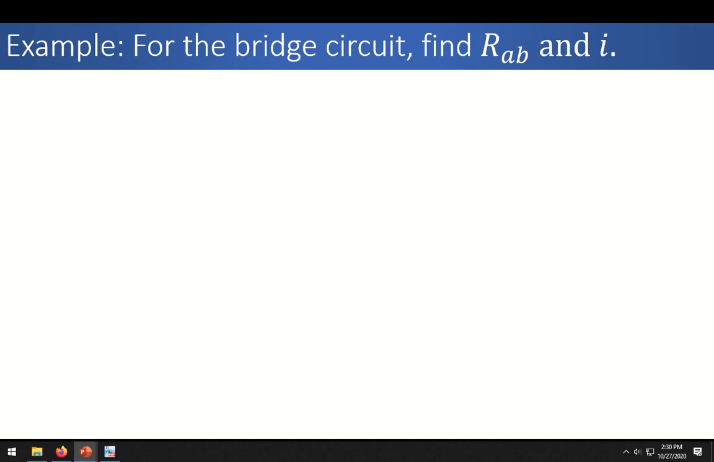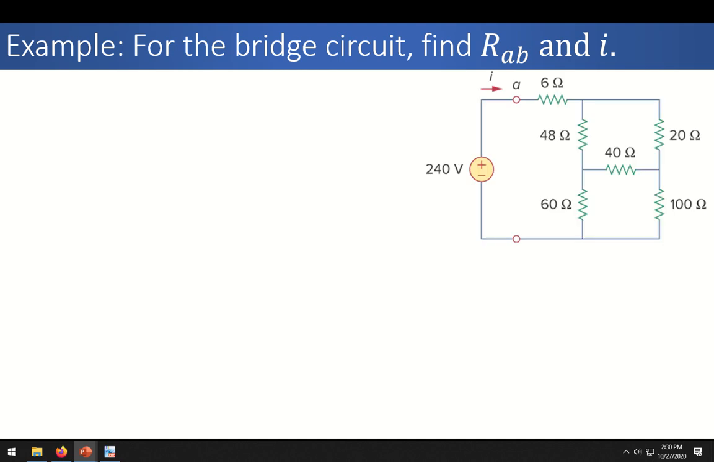Let's see another example. For the bridge circuit, find RAB and RI. So this is a famous circuit. This circuit is used to determine the unknown resistance, and that is the reason why this circuit is known as a bridge circuit. Anyway, we have a circuit with 220 volts, a single voltage source applied across terminals A and B. We want to find the resistance between A and B. Remember that to find the resistance between A and B, we have to remove this voltage source and then connect an ohm meter across these two terminals. So the reading on the ohm meter will be the resistance across A and B terminals.